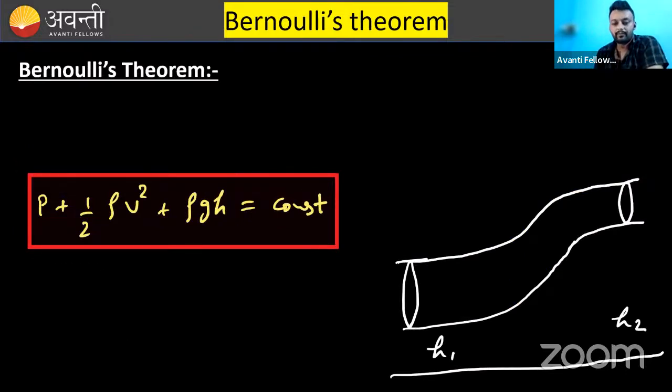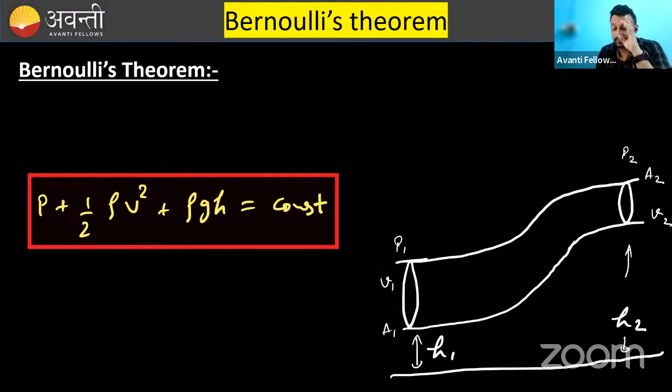This is Bernoulli's theorem. What it says, again, let's suppose at this point pressure is P1, at this point pressure is P2. Here area is A1, area is A2. Velocity is V1, velocity is V2. The height of the tube at this point is H1 and at this point is H2.